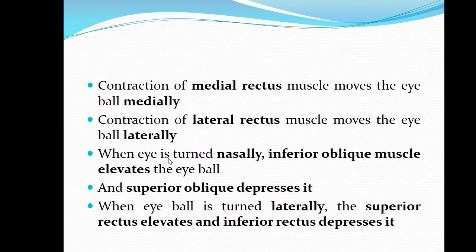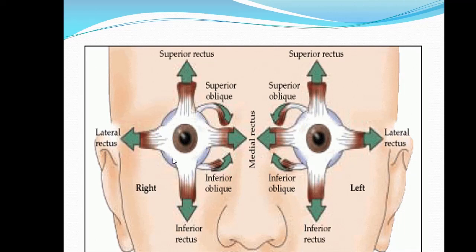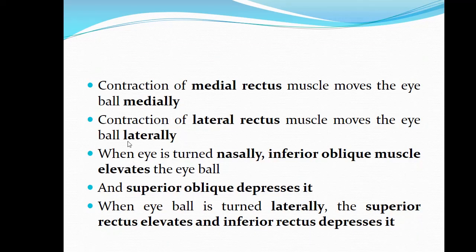When the eyeball is turned nasally, meaning on the medial side, close to the nose, the contraction of the inferior oblique muscle will cause elevation of the eyeball, and the contraction of the superior oblique muscle will depress the eyeball in the nasal position.